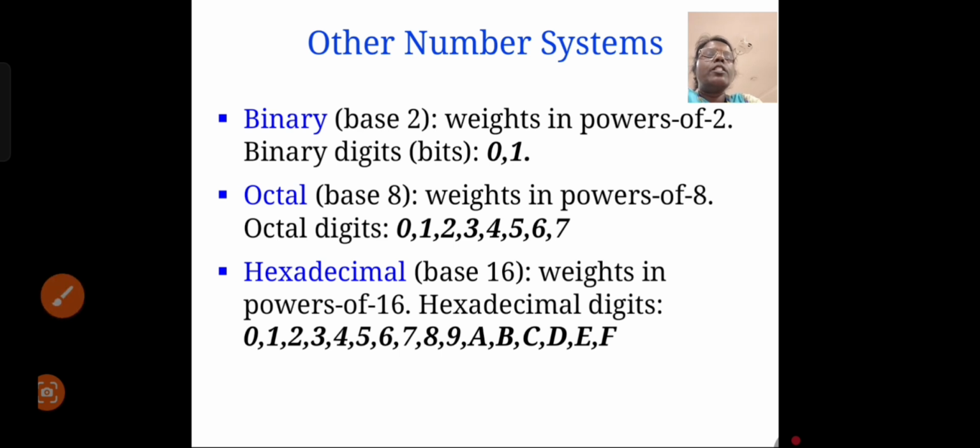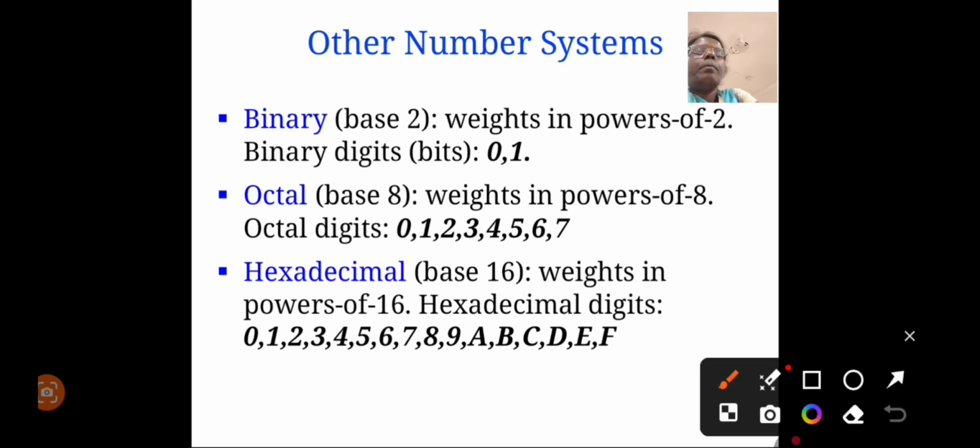Now the other number systems. The binary number system is base 2, with weights in powers of 2. Here the weightage can be calculated by multiplying the coefficient with the place value as a power of 2, because the base value is 2. In the same way, in the octal number system the total number of digits is 8, varying from 0 to 7. So this is base 8, the octal number system, and we have to calculate the weights in powers of 8, right?